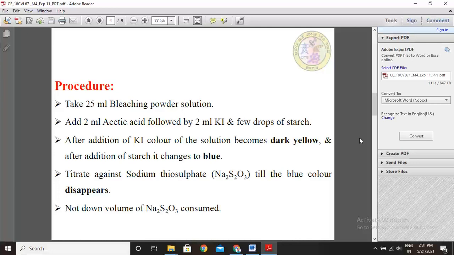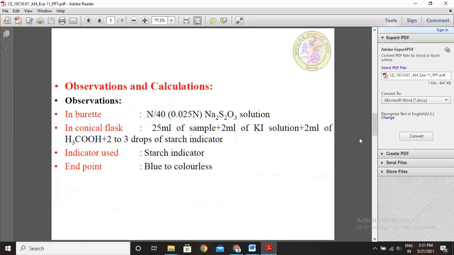Titrate against sodium thiosulfate till the blue color disappears. Then note down the volume of sodium thiosulfate consumed. This is the procedure for this experiment. Now see observations and calculations.